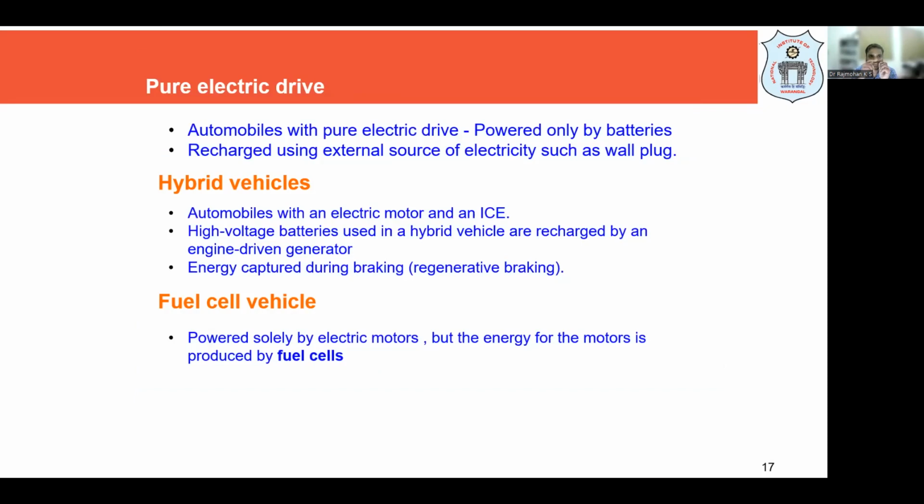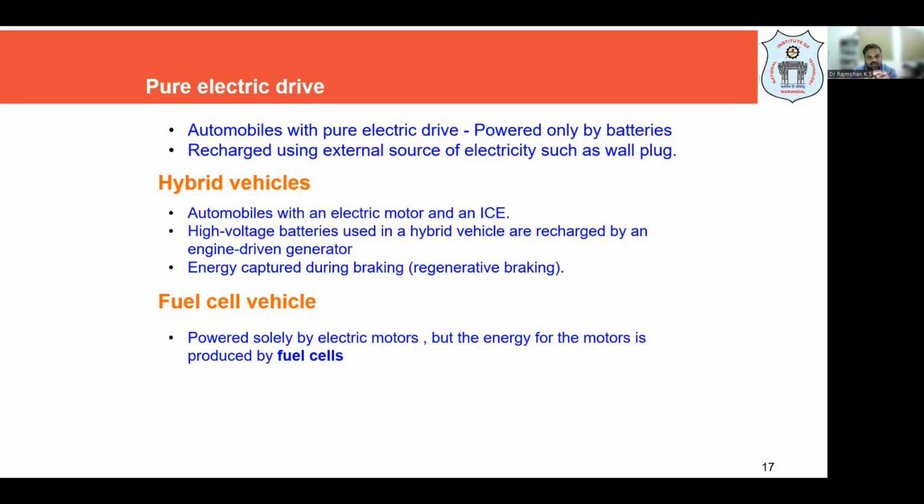Okay, so we have seen that there is a pure electric drive. What is that? An automobile with a pure electric drive is powered only by batteries, which means that once the battery is down, it has to be recharged using an external source of electricity such as a wall plug. Here a lot of memes also come into the picture, right? We say I want to reduce greenhouse emissions, so I am going for e-vehicles. I have a battery, but I have to charge the battery. Now, how do these charging stations work? They have a diesel generator which generates electricity, and from that electricity you charge your electric vehicle.